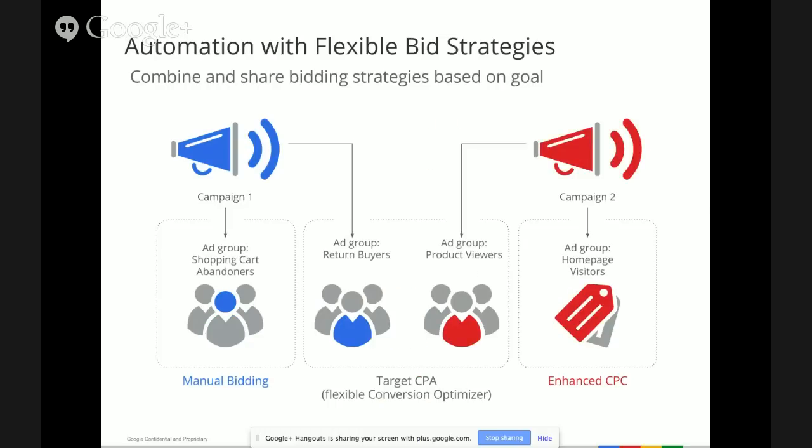So with flexible bid strategies, we break down that barrier, and we give you the ability to set multiple strategies in each campaign. So looking at this same example, you can move return buyers into the same campaign as shopping cart abandoners, and they can use the same budget. Then even within that campaign, you can still maintain control over the shopping cart abandoners and set max CPC bids, and also at the same time apply a target CPA strategy to the return buyers. So this allows you a lot more flexibility in how you manage bids across different audience segments.